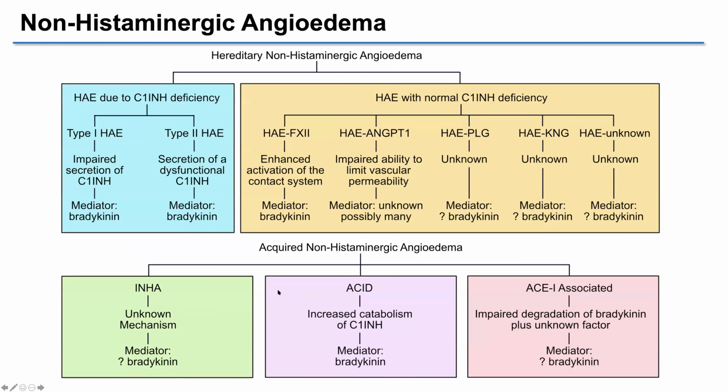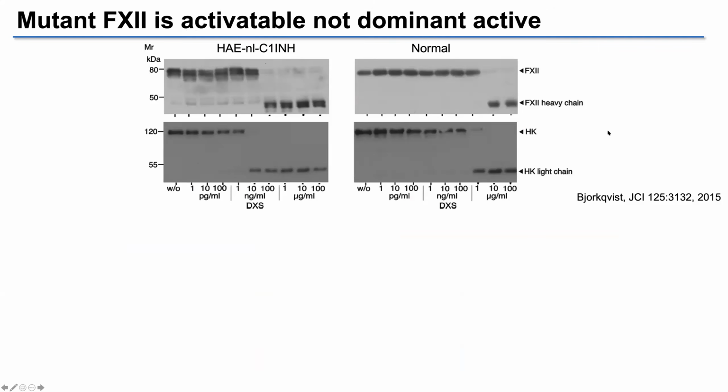I see that I'm getting behind, so I'm going to speed up a little bit. Right now, we know of 5 different types. There's factor 12, angiopoietin, plasminogen, kininogen, and HAE unknown.